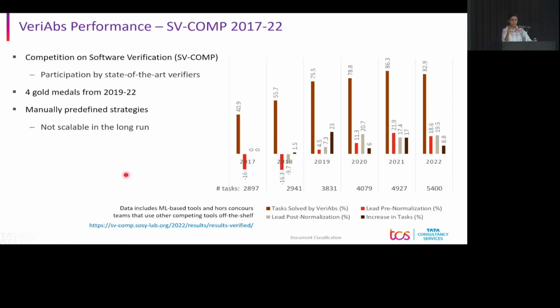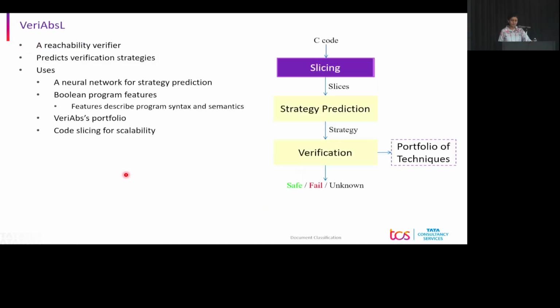So the only problem with manually defined strategies is that they're not scalable in the long run. How many experiments can you perform to keep on defining strategies? So you need something else, and that is to dynamically define these strategies; we use machine learning for it. So here comes VeriAbsL. VeriAbsL is a reachability verifier that uses a similar flow process as VeriAbs, except for strategy selection, which is now replaced by strategy prediction.